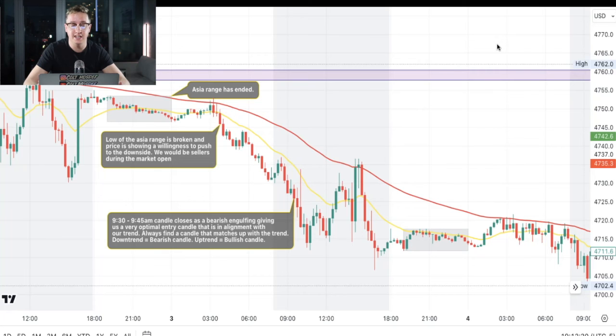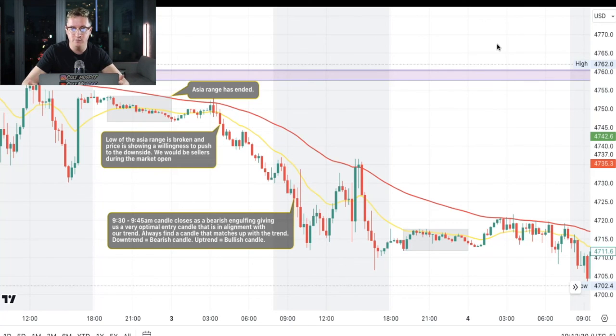Then let's go to the next annotation. The 9:30 to 9:45 candle closes as a bearish engulfing, giving us a very optimal entry candle that is in alignment with our trend. So we found the trend. Price broke the low of the Asia range and never went and broke the high. And that's what you want to look for: you want to see these candles either break the low and continue to go lower, not break the high and the low. You want it to either break the low and continue down into the market open and sell, or you want it to break the high and continue to go up.